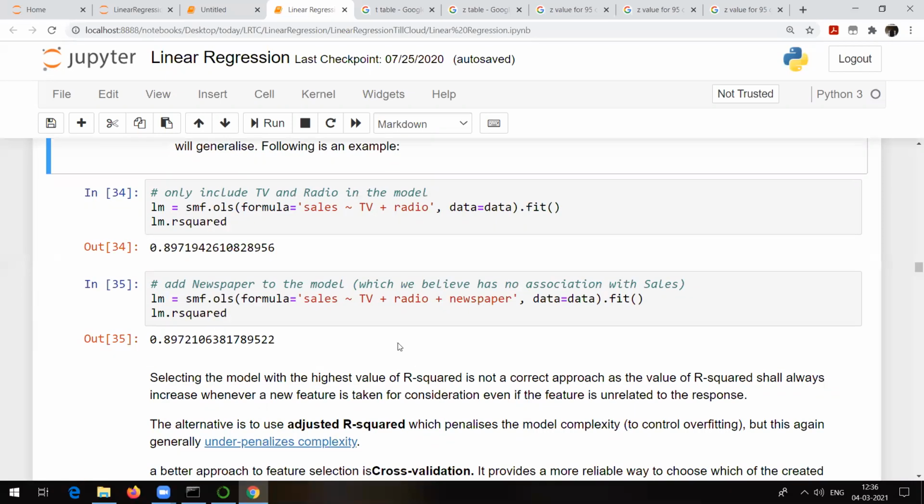Okay. Let's see what happens if you include only TV and radio in the model. So what am I doing? Ordinary least squares, sales ~ TV and radio. Now you can see that the R squared value is 0.89, right?